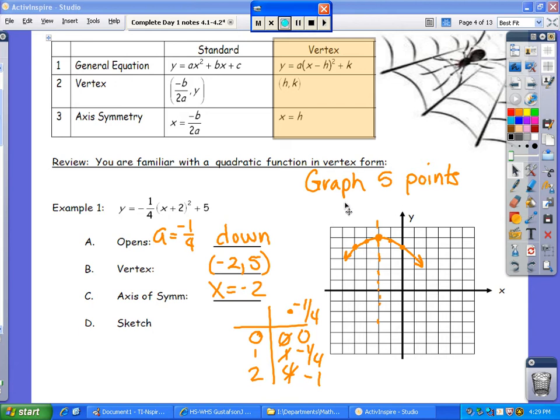Alright, let's look at the vertex form of a quadratic. This is from Unit 2, so this should be familiar. So here, because a is equal to -1, this quadratic is going to face down. The parabola is going to face down.